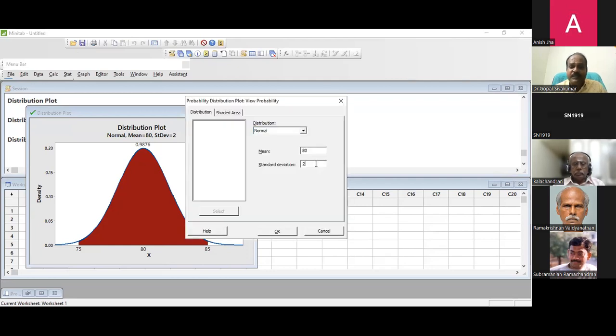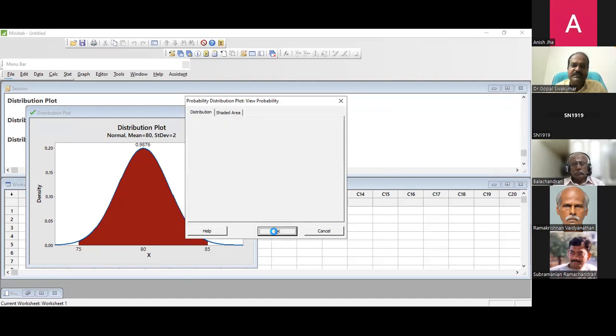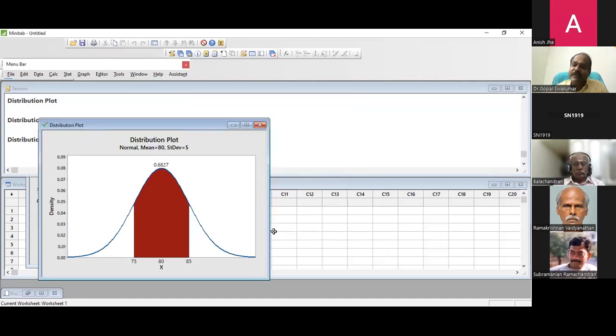Now I am increasing the standard deviation to 5. Now what will happen to the area? The curve will reduce. Area will reduce, definitely. Let us see. The same situation, only the standard deviation increases. Let us see a new curve. Now the chance of scoring between 75 and 85 has gone down.